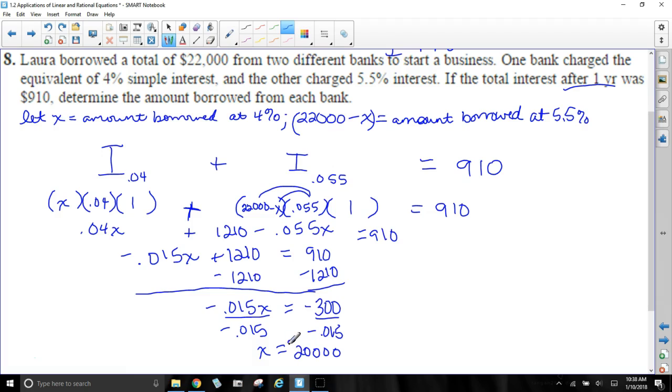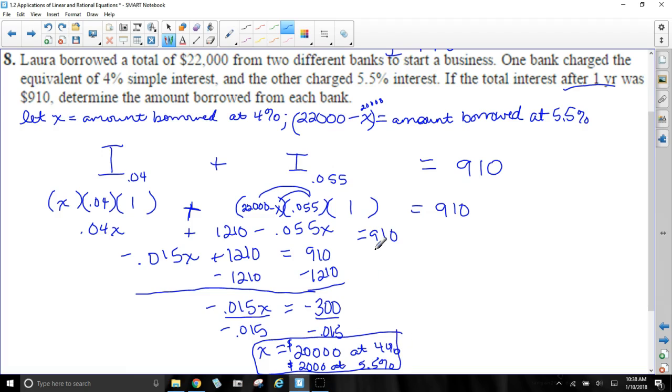So let's put a label on there. $20,000 is the amount invested at the 4%, or sorry, not amount invested, amount borrowed. And so what that means is 22,000 minus 20,000, also known as 2,000, is what is remaining to be borrowed at the 5.5%. And so we've answered the question that was being asked in the problem.